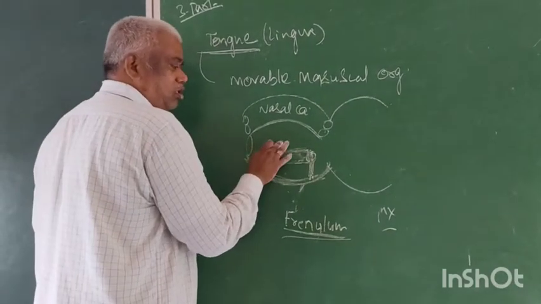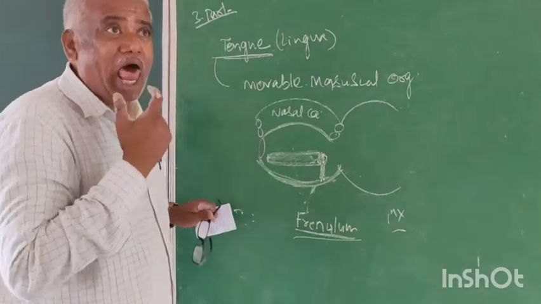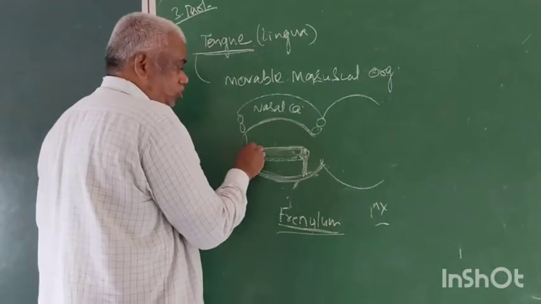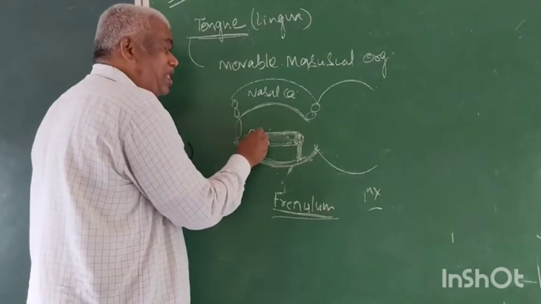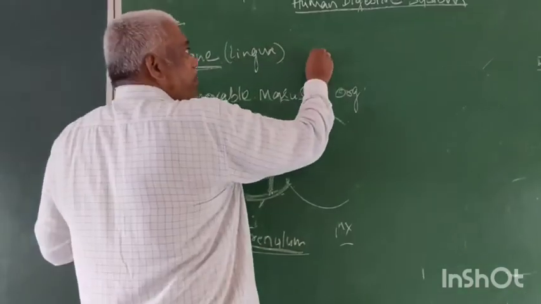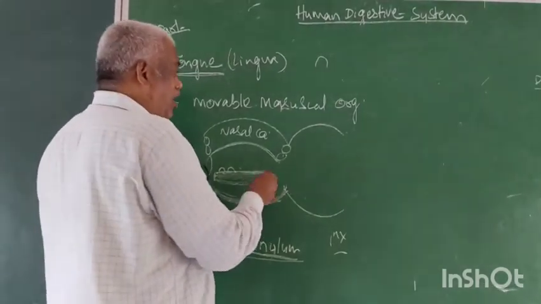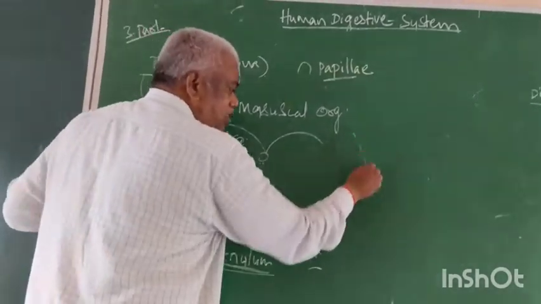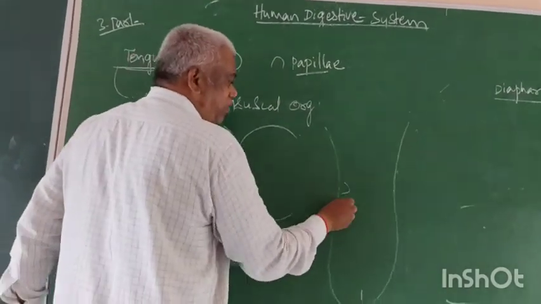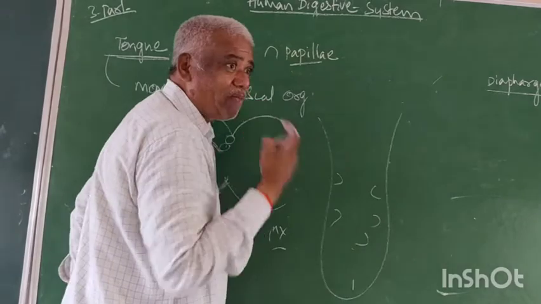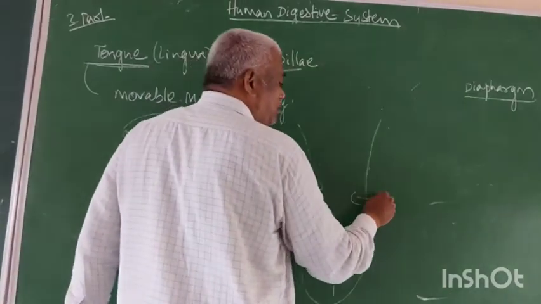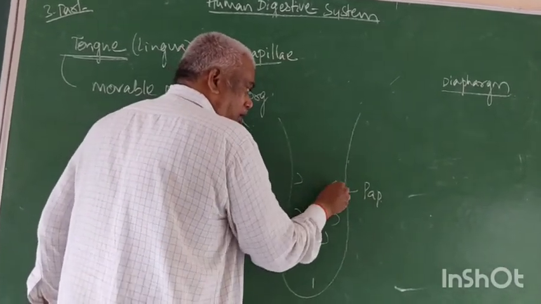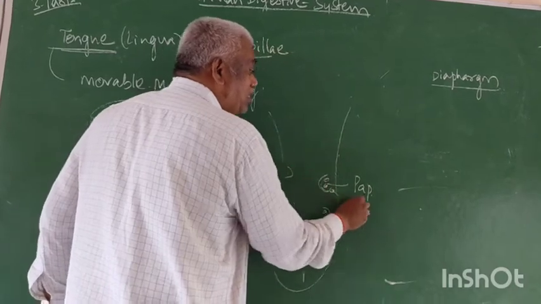Which surface? Now this is upper, lower. The upper surface of the tongue contains many bulges, called papillae. Now it is the tongue. These bulges are microscopic. They are called papillae. Each papilla is internally connected to taste buds.